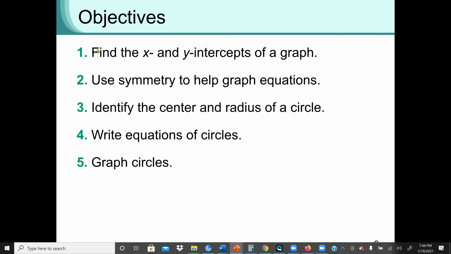Again, our main objective is to find the x and y intercept of a graph, and also how to use the symmetry to help graph equations. Then from there, we're going to learn about circles. First, how to identify the center and the radius of a circle. Then how to write the equation of a circle and how to graph the circles. So our main objective in this lecture is to focus on circles.